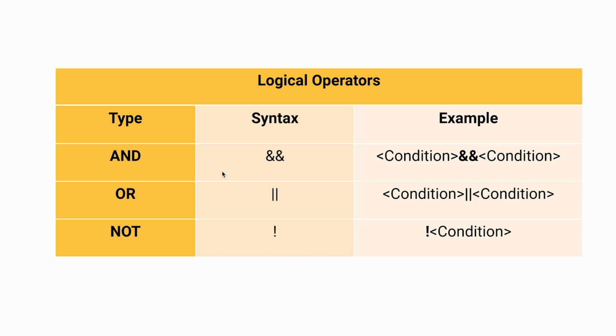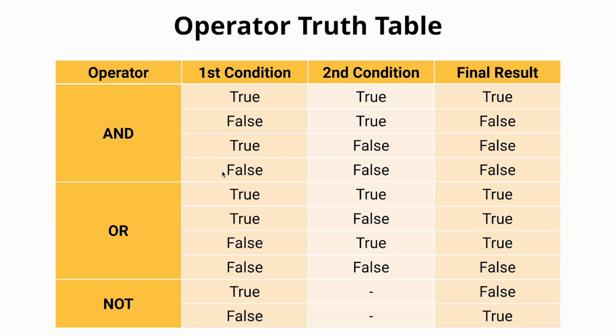And is used when both the conditions, or all the conditions, which we have mentioned have to be met. Or is used when any one of the conditions which we have mentioned is met, and not is usually used when there's only one condition and we have to work out a scenario where the condition is not met. So that is with the and, or, and not.